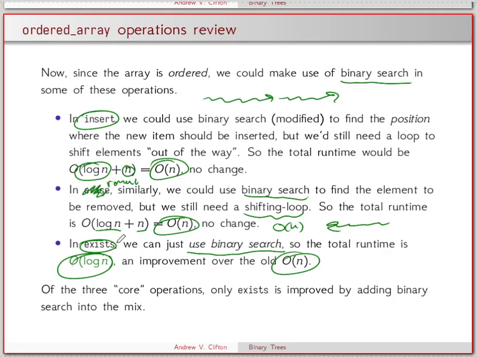So the idea here is, what would we need to do to make it so that we could use binary search in all of these and actually see some kind of improvement to all of our operations here?